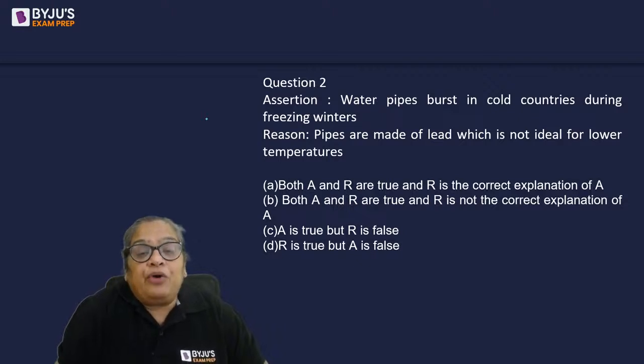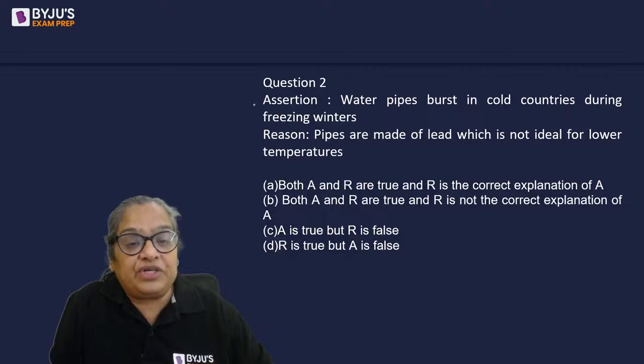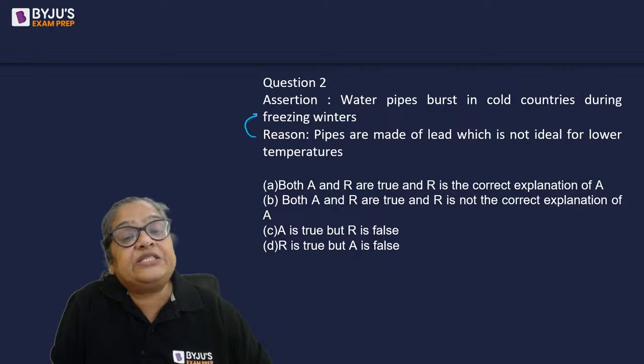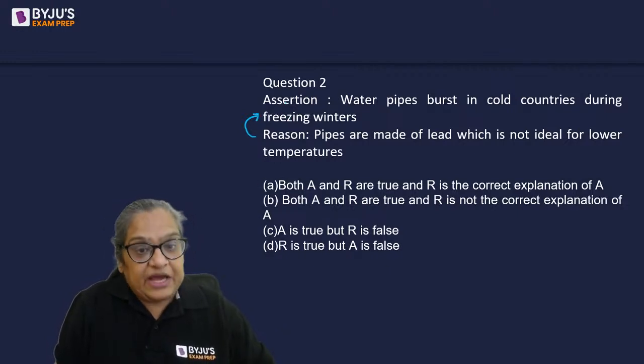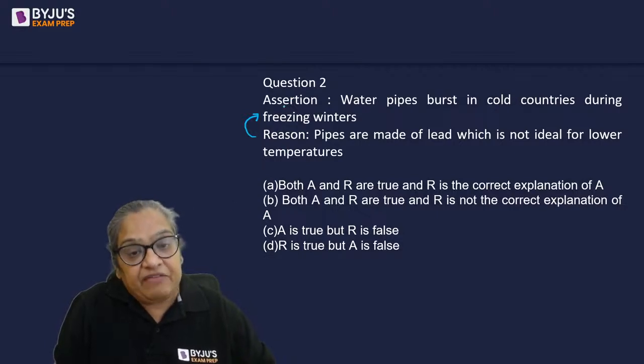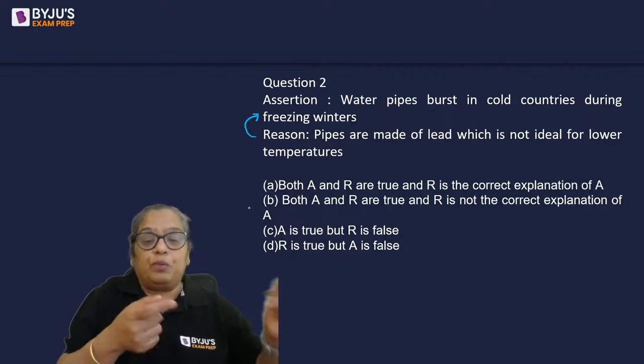All right. So now you have to tell me your two-step process. I told you, find out if this is true and this is true. Then find out if this explains why this happens. In which case you have to mark A. If both are true but this does not explain this, you have to mark B. If this is true, this is false, you have to mark C. Or if it's the other way around, you mark D.